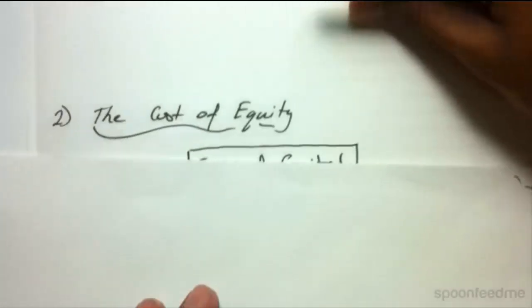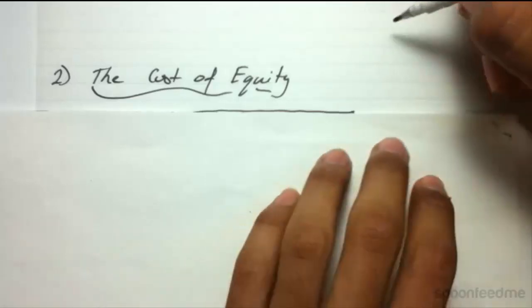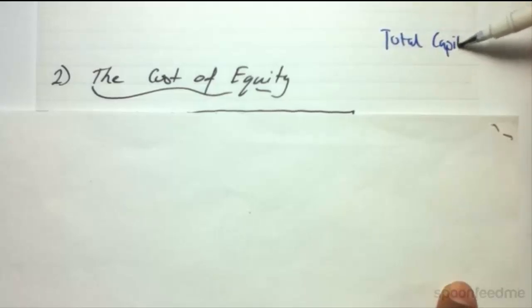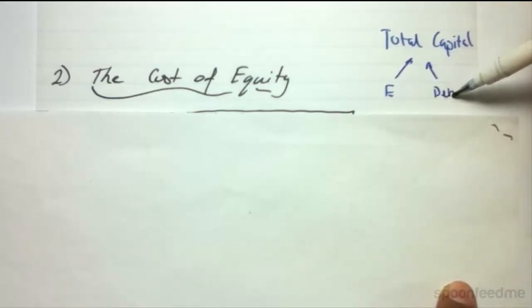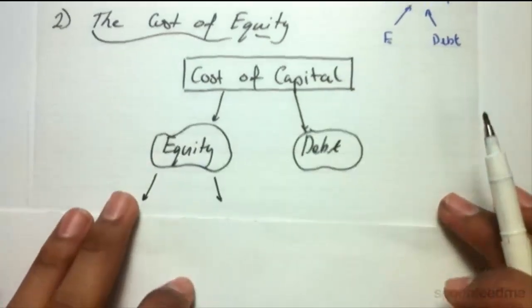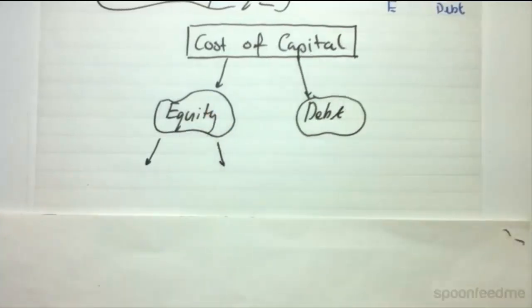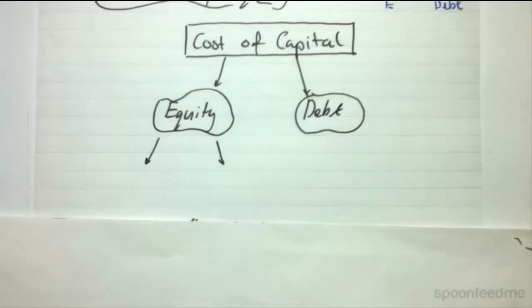Sorry for this typo. So let's begin with the cost of equity. We're looking at the cost of equity because let's just think of our total capital. Our total capital is made up of equity and debt. And so to find the cost of total capital, we need to look at the cost of equity and the cost of debt. Okay? So cost of capital can be split up into equity and debt. We're going to look at debt in our other videos, and in this lesson we'll be looking at equity.